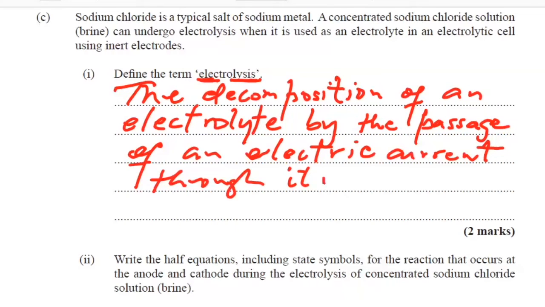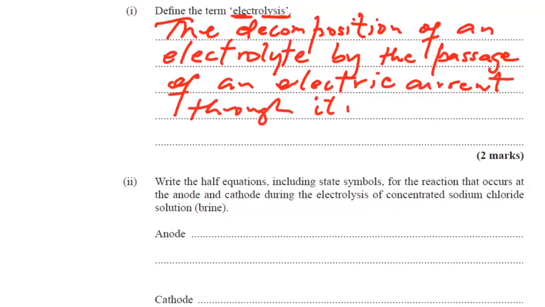Two marks. Part 2. Write the half equations including state symbols for the reaction that occurs at the anode and cathode during the electrolysis of concentrated sodium chloride solution. That's brine. You guys would have come across brine already. Tuna in brine, mackerel in brine. So whenever you see brine, it's concentrated sodium chloride solution.